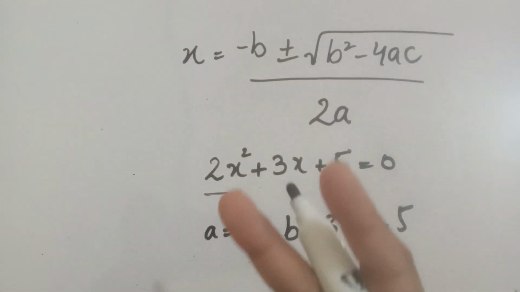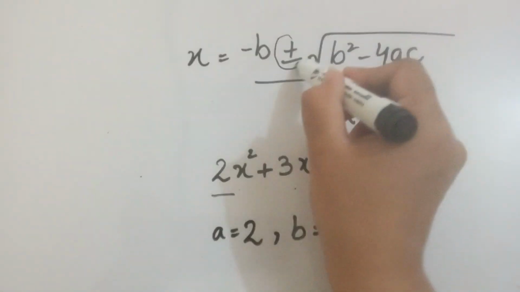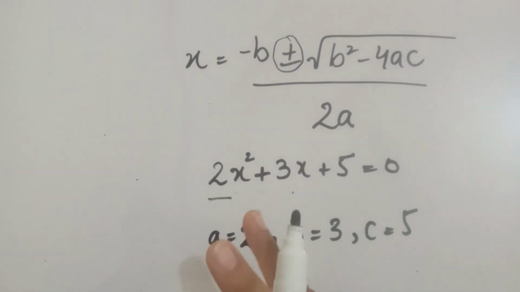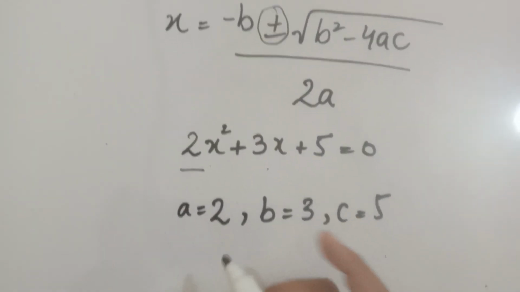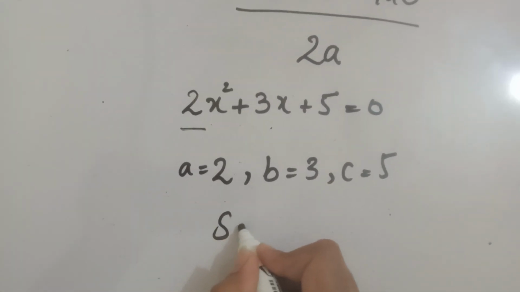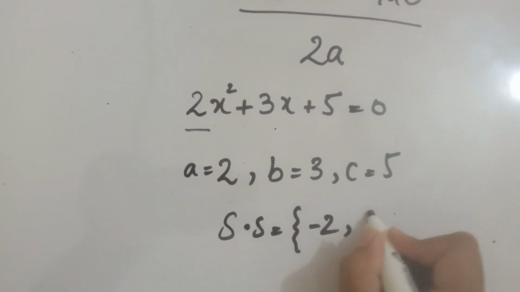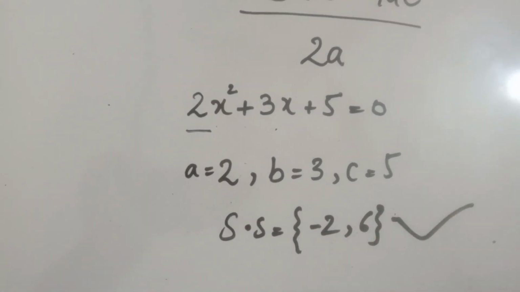You will get two values for x. Why two values? Due to this plus minus. You will get two solution sets, and at the end you have to write the solution set like this. For example, two values, you will get minus 2 and 6. So this is your complete answer.